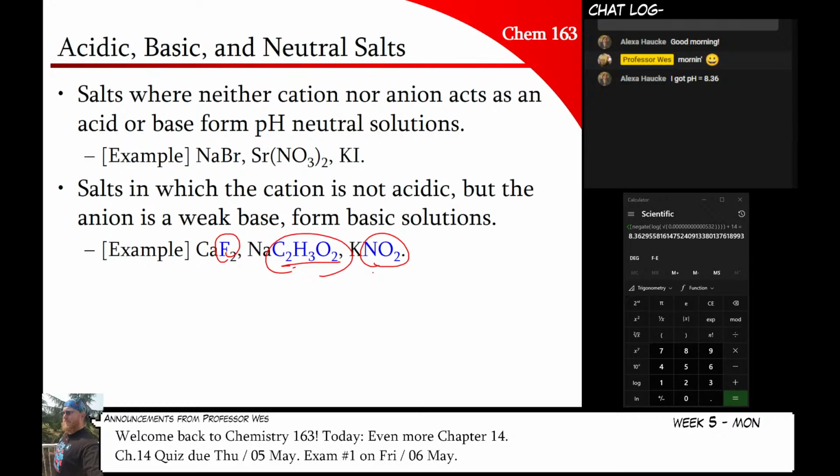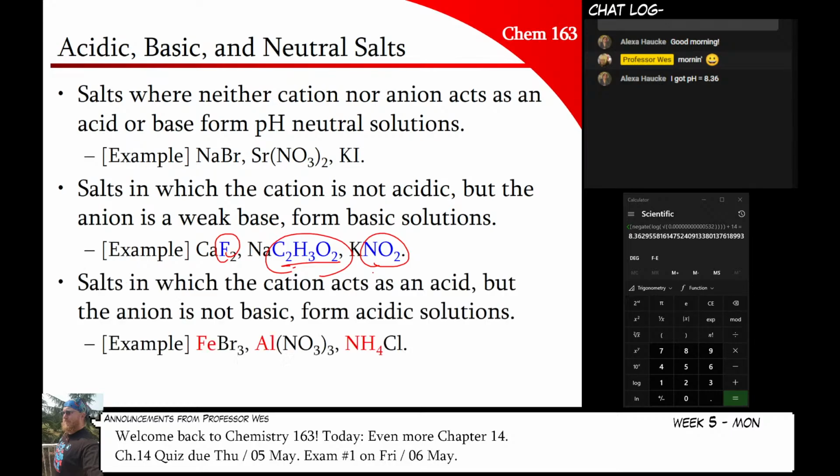These would be weakly basic solutions, and they'd have a pH greater than 7. And then finally, the stuff that we just talked about. A nitrogen-containing base that has been protonated to become a cation makes a weakly acidic solution, or a cation with a charge of 3 or greater. And so that would be these. So this is acidic because it's 3 or greater. This is 3 or greater. This is a nitrogen-containing base that has become a cation, thus making it a weak acid. So looking at all of these solutions on the screen here, you should instantly know acidic, basic, or neutral.